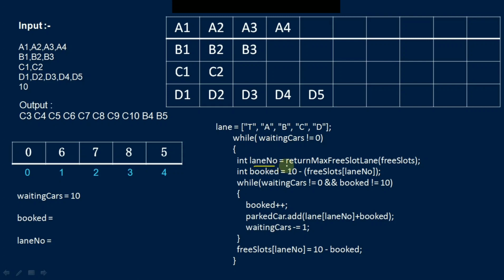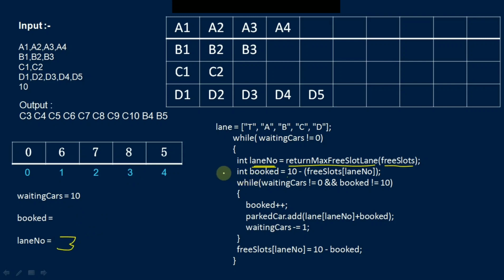So here we are saying int lane number equal to return max free slots lane, and we are passing free slots as its argument. So this function will just return the lane number which has the maximum free slots. In our case we will get 3, that is, lane C has the maximum free slots, so we will get 3 in lane number. Okay, so let's write 3 here.